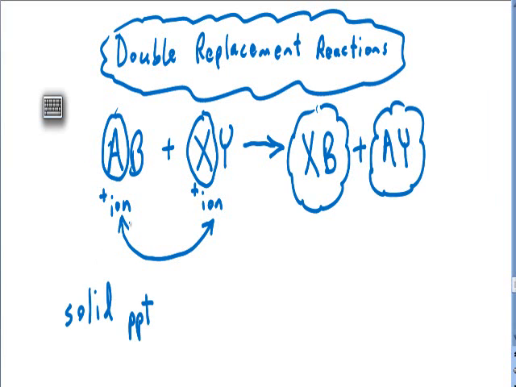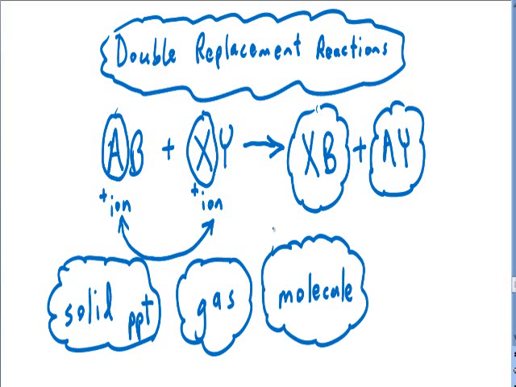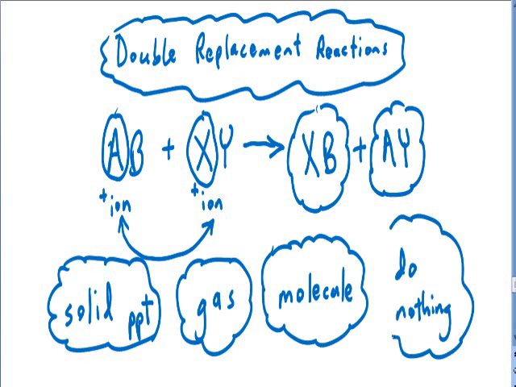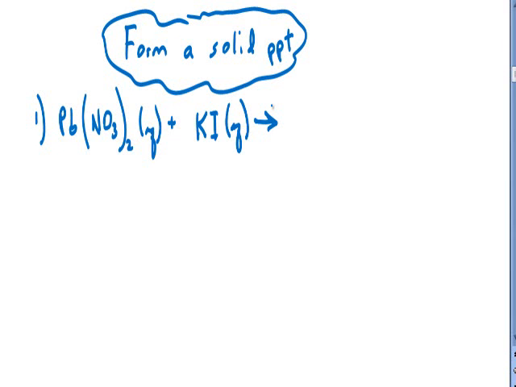Possible outcomes are we can make a solid precipitate, or we could have a product that's going to be a gas. The product combination could form something that's a molecule, which is essentially making something that is a non-electrolyte. And it's possible that we could have it where it just does absolutely nothing and we have no reaction taking place. Let's examine each possible outcome, starting with forming a solid precipitate.